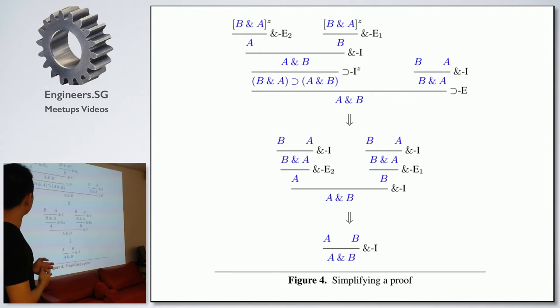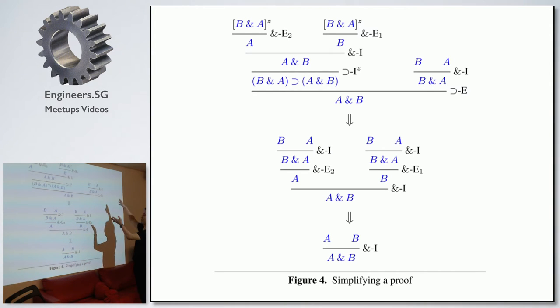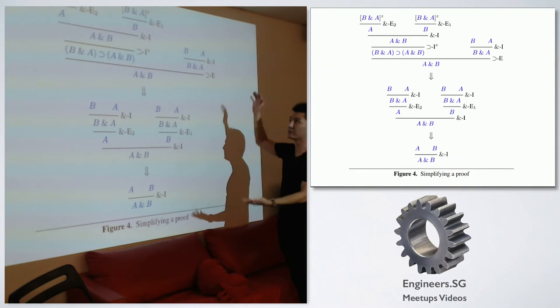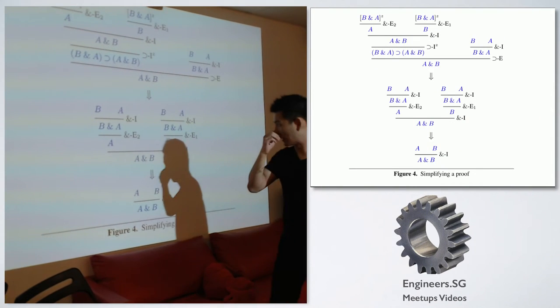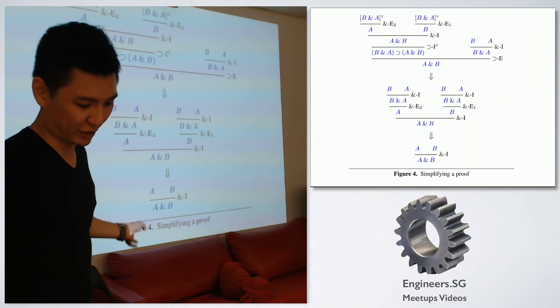This is basically saying that this whole thing, using simplification rules, we can simplify down to this, and it means the same thing. Okay, so that's the formal logic natural deduction part.